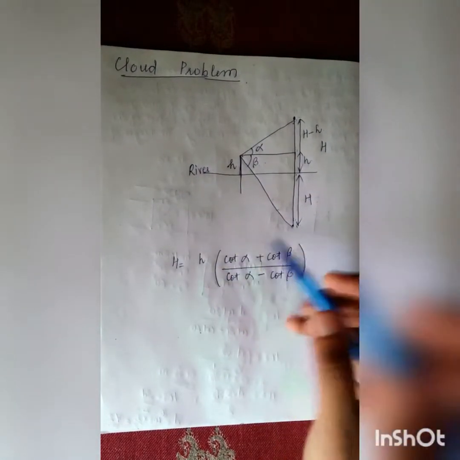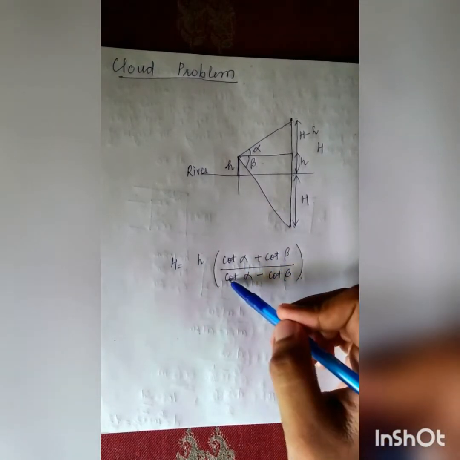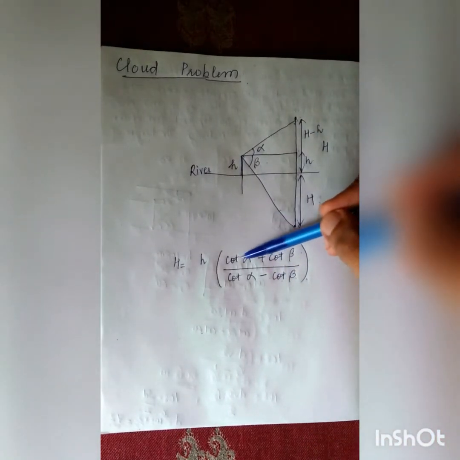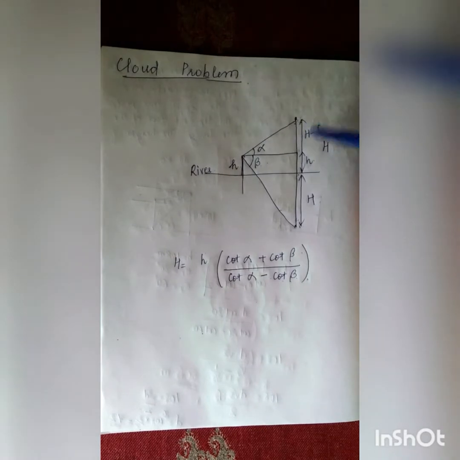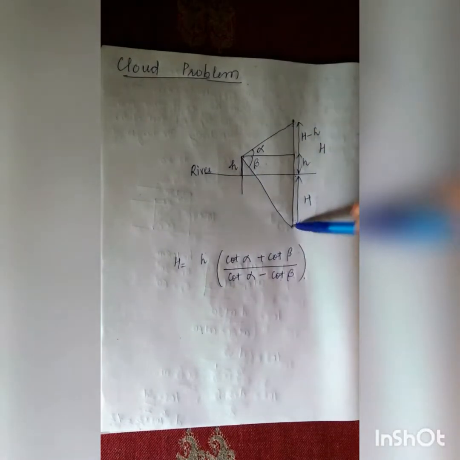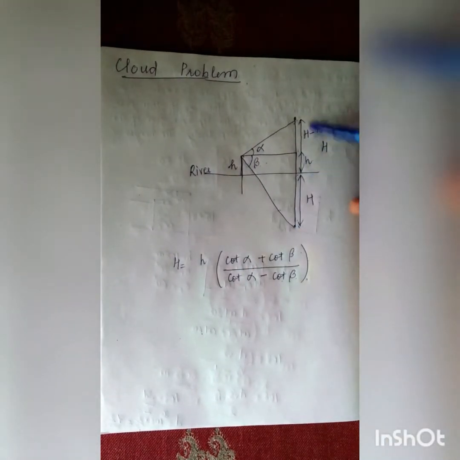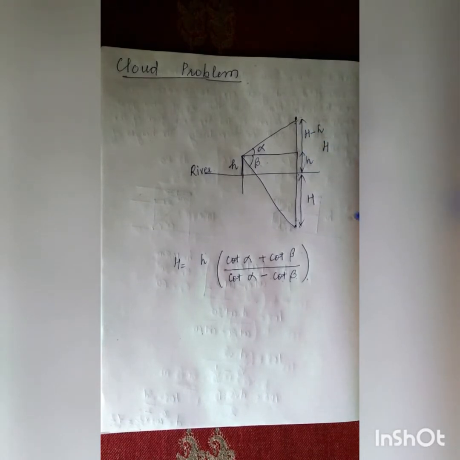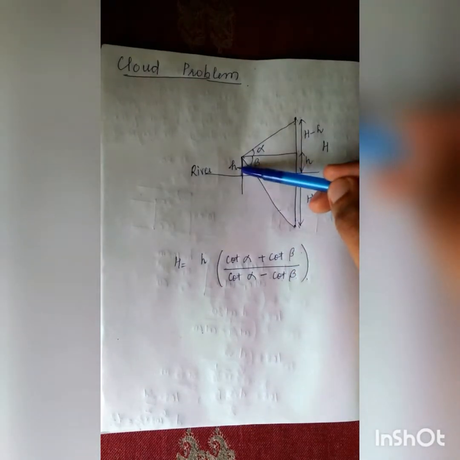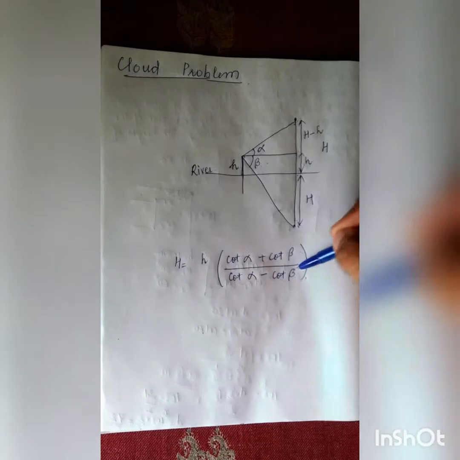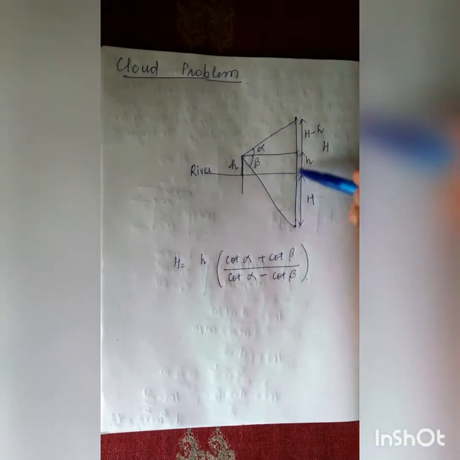H is equal to h into cot alpha plus cot beta divided by cot alpha minus cot beta. So we have to find the cot of the angle of elevation of the top of the cloud, then cot of the angle of depression of the image of the cloud in the river. So H is the total height of the cloud above the river, or the total height of the image below the river, and h is the height of the pole, or the height from where we are seeing the cloud. So we use this shortcut for finding the unknown values.